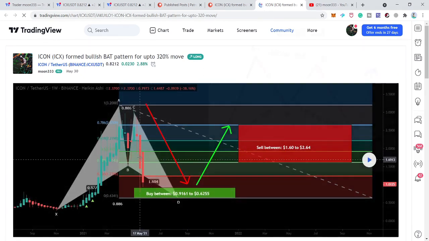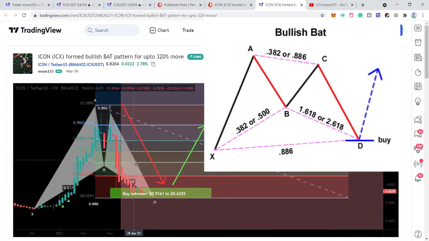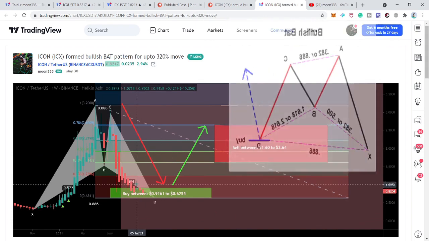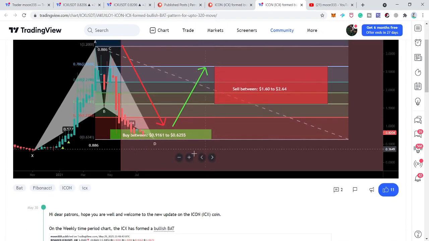And you can see that at that time the price line was above this buying zone, and after playing the chart we can see that the price action has completely entered the buying zone, and this buying zone starts from 91 cents and goes to 62.55 cents, and at this time it is very close to the end of this buying zone. And as per the Fibonacci sequence, the sell targets can be from $1.60 to $2.64.